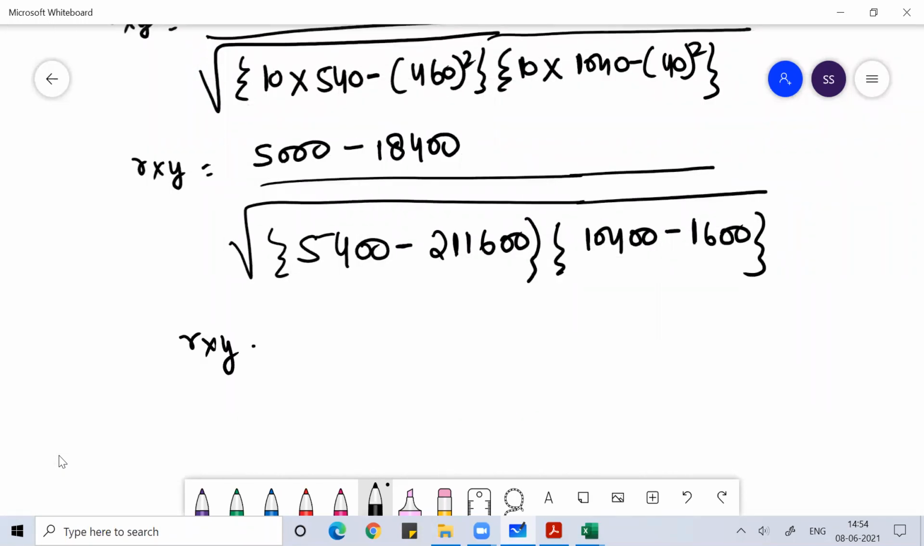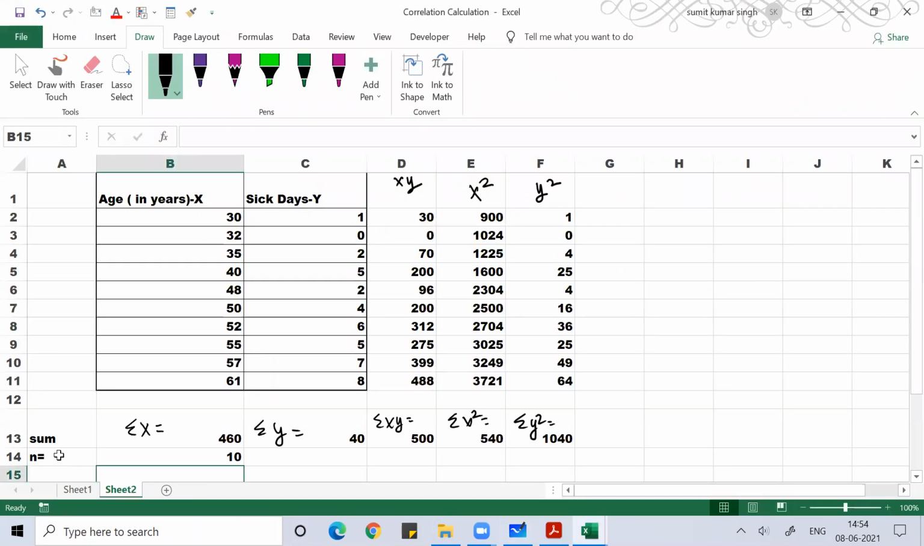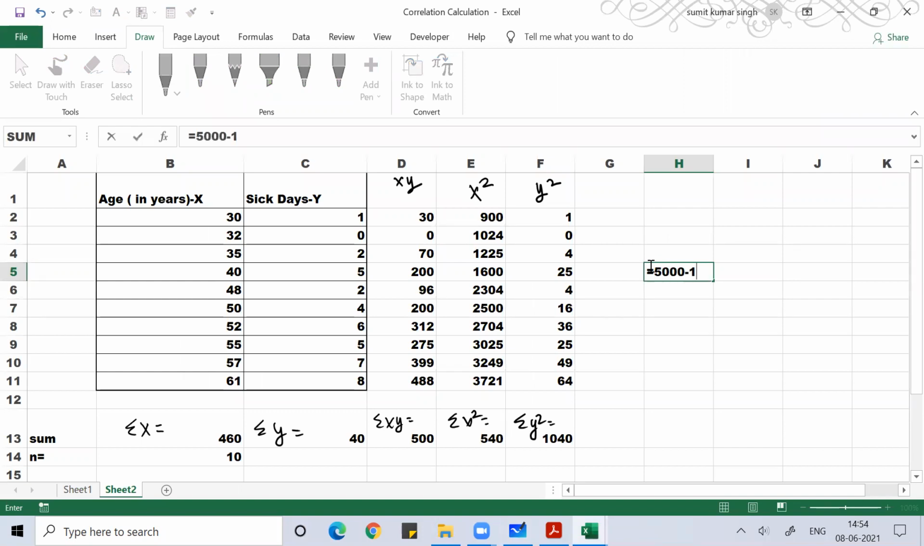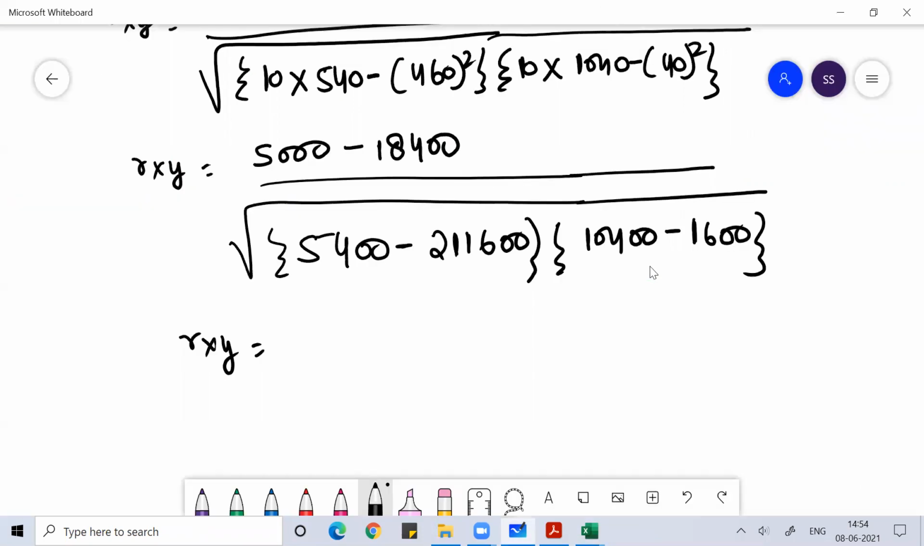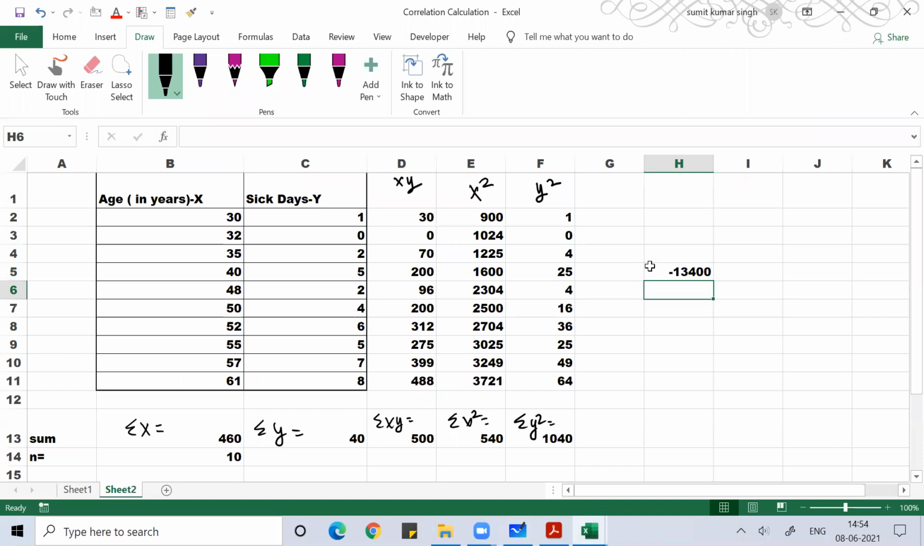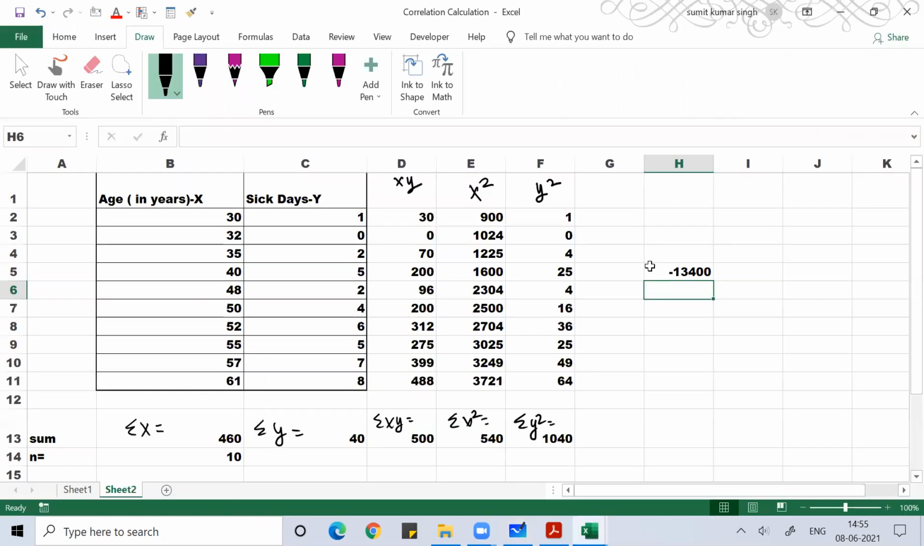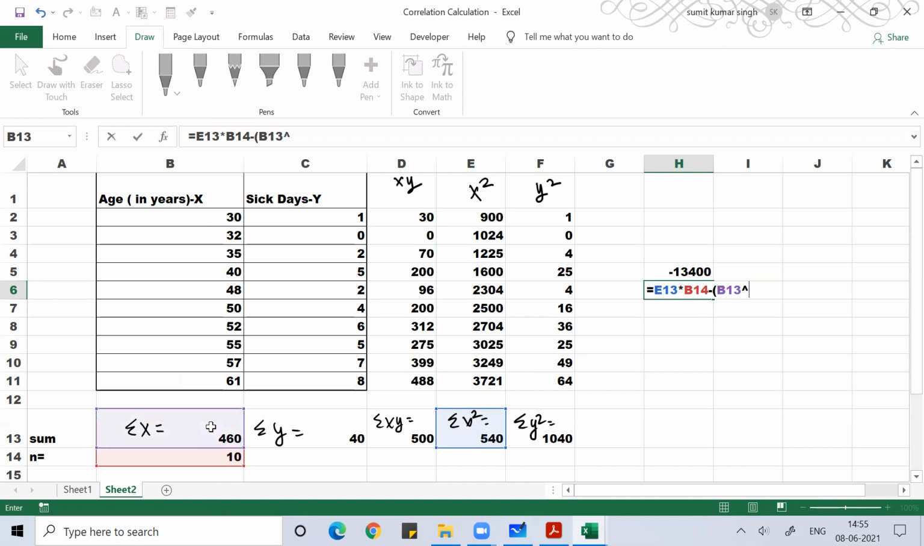So R of xy is equal to 5000 minus 18400, so 5000 minus 18400, 13,400 negative, under root. So 5400 minus 21600, 5400 minus 21600.